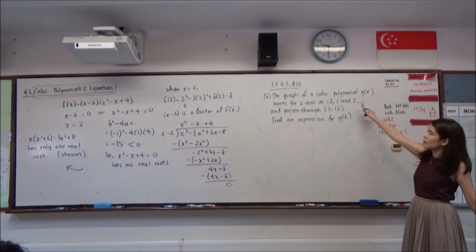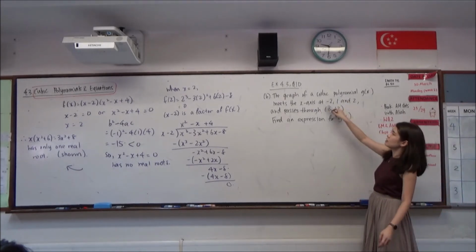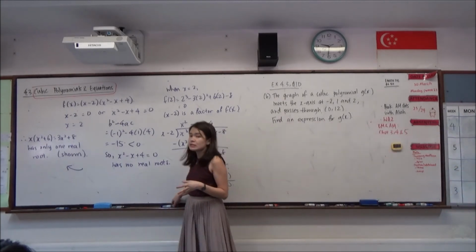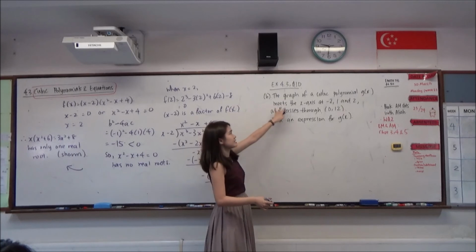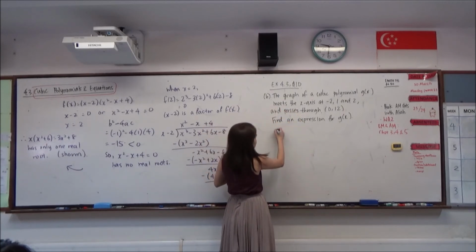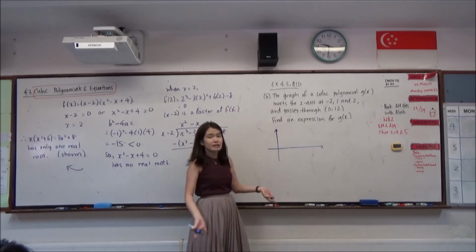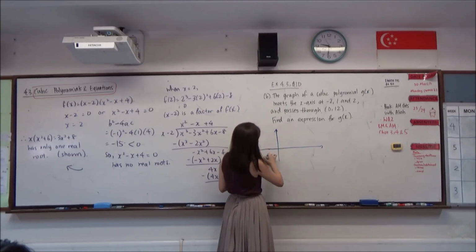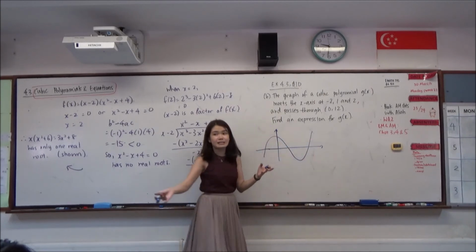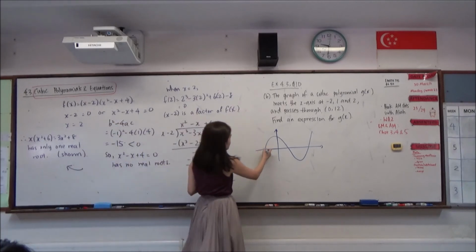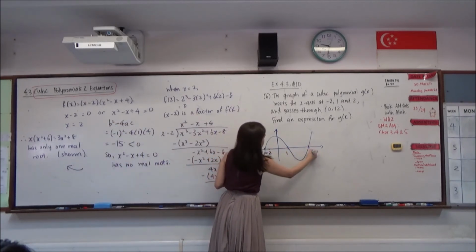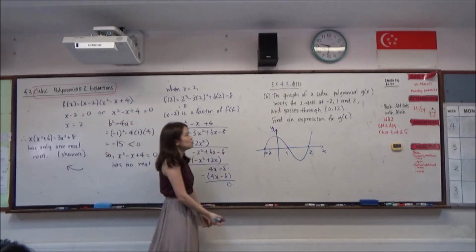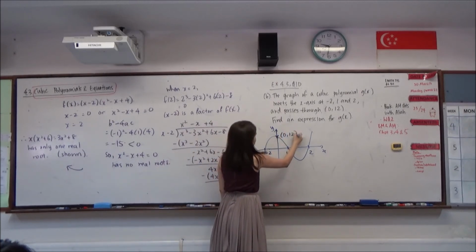This question over here says that the graph of a cubic polynomial meets the x-axis at -2, 1 and 2. Given that it meets the x-axis at -2, 1 and 2, that means they are the solutions to when g(x) equals 0. So we can imagine a graph that looks something like that, for example, where we have -2, 1 and 2. It says that it passes through (0, 12), so maybe this one is (0, 12).